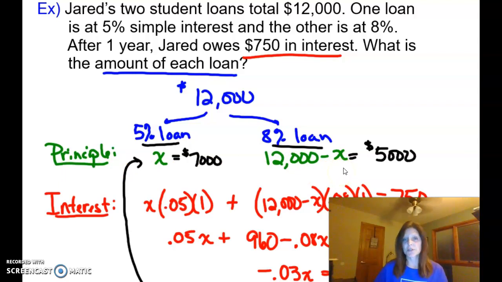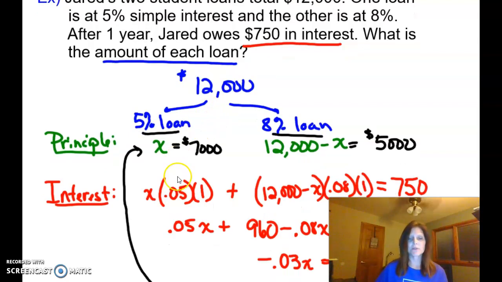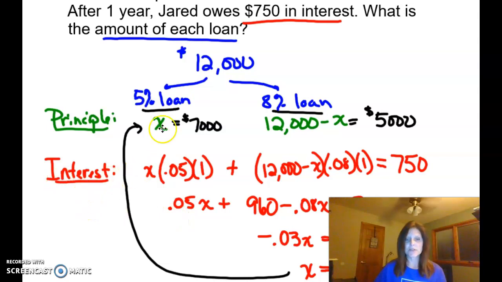The other important part to know is the interest. So it says after 1 year, he owes $750 in total interest. Well, if you remember your simple interest formula, it's interest equals the principal times the rate times the time. All right, so let's come up with some formulas. My interest is my principal, how much I borrowed, X dollars for this first one, times my rate. Well, we turn 5% into a decimal, and that is 0.05, and this is for 1 year, so that's my time.